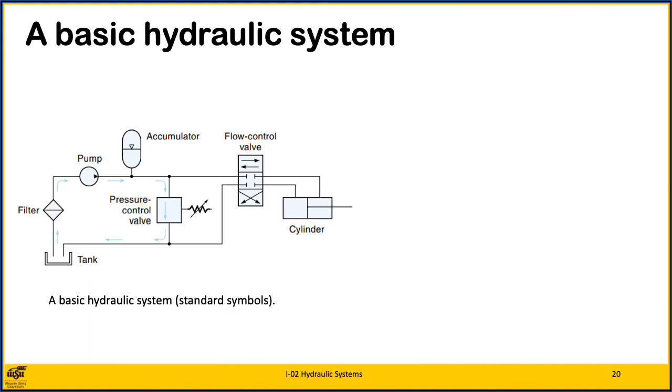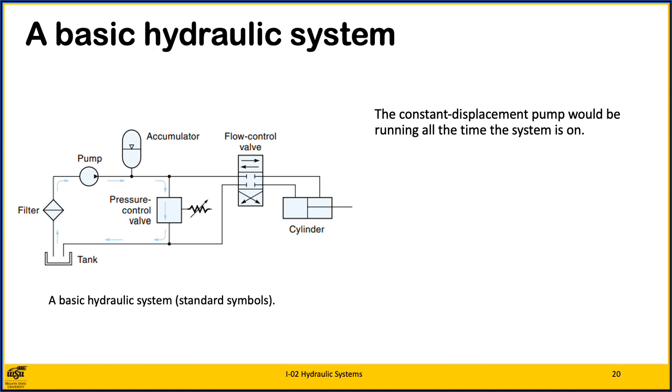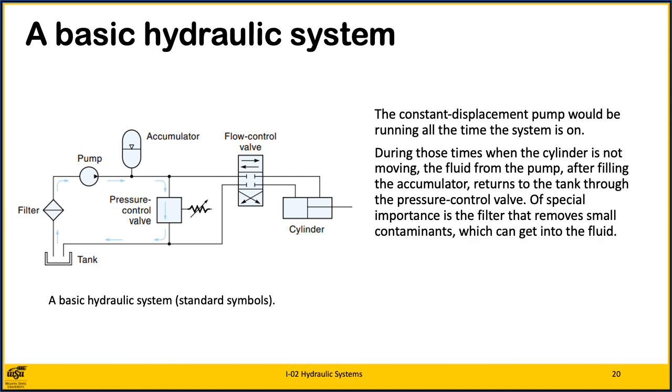This is a diagram using standard symbols of a complete simple hydraulic system, which includes the tank, filter, pump, accumulator, pressure control valve, directional control valve, and cylinder. The constant displacement pump would be running all the time the system is on. During those times when the cylinder is not working, the fluid from the pump, after filling the accumulator, returns to the tank through the pressure control valve.